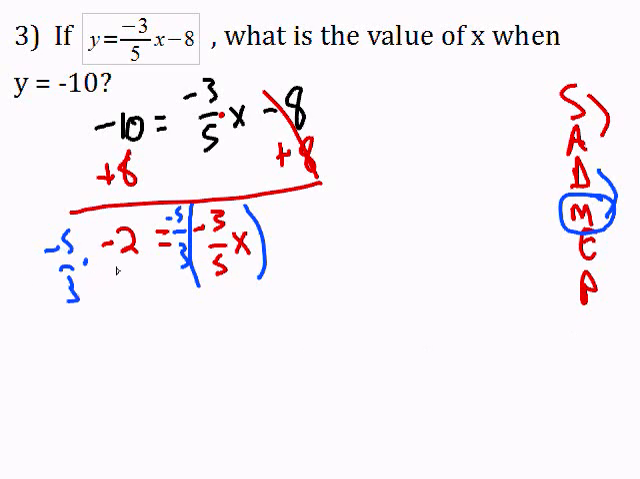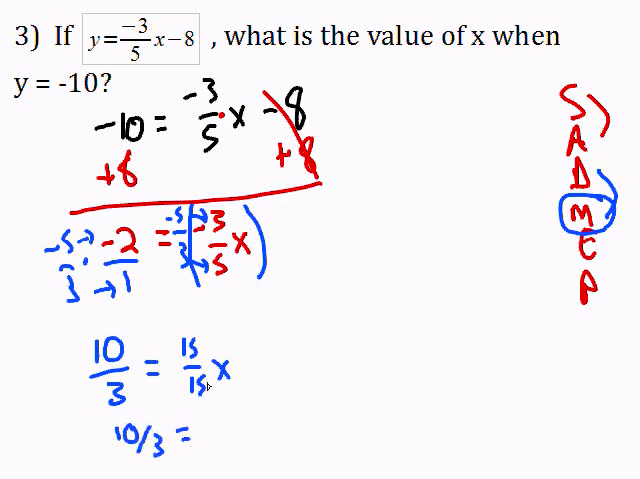Negative 5/3 times negative 2 over 1. Negative 5 times negative 2 gives us a positive 10. 3 times 1, remember top to top and bottom to bottom, gives us 3. Over here on the right hand side, negative 5 times negative 3, positive 15. 3 times 5, positive 15. So you have 15 over 15x. You don't have to write that. You can just write 10/3 is equal to 1x or just x, and you have x by itself.